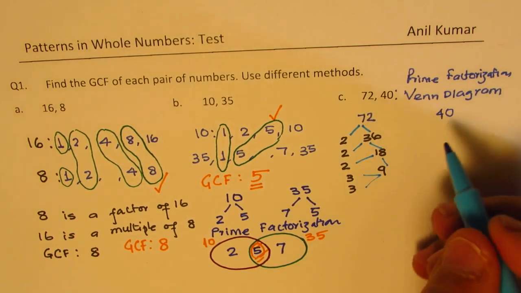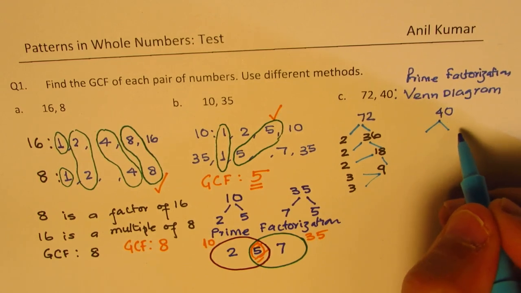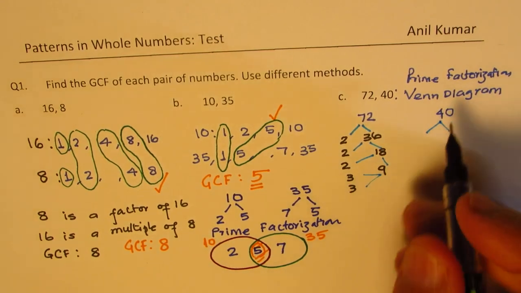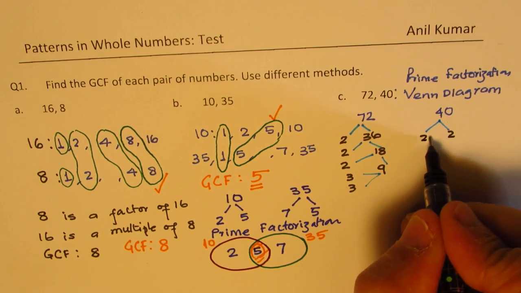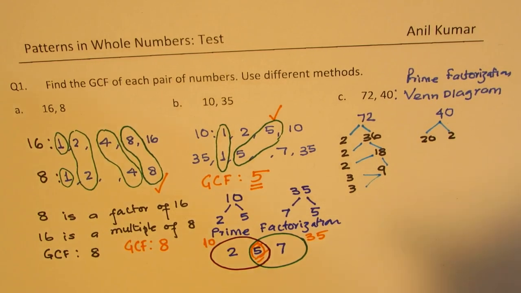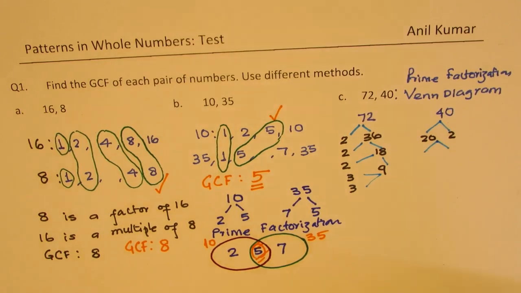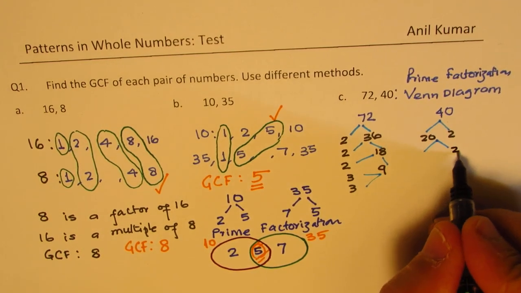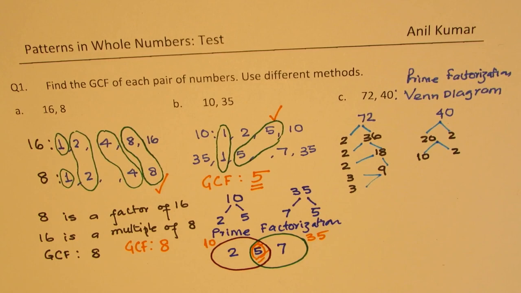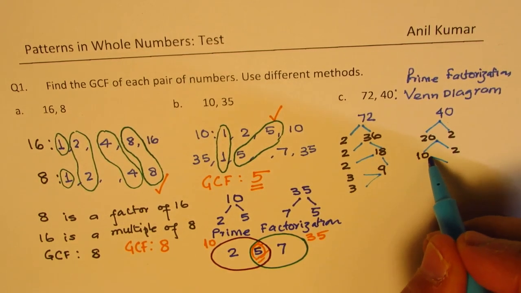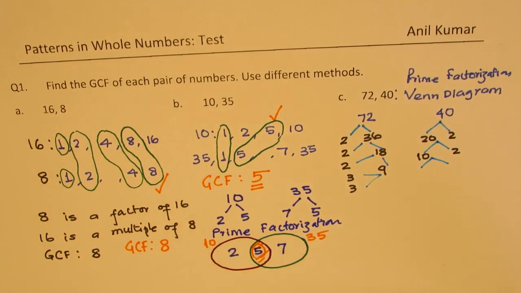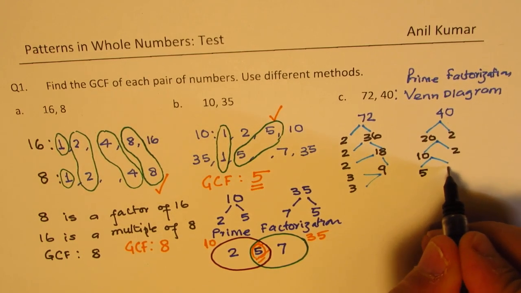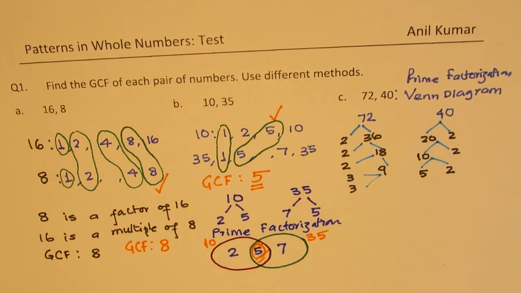Let us do the same for 40. Agree? So as far as 40 is concerned, we know 2 times 20 is 40. And then 2 times 10 is 20. So if I write like this, I kind of organize as I move. So this is a neat technique, right? With my experience, I found that factoring and displaying the data in this fashion really helps, correct?